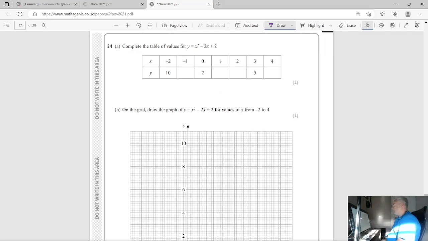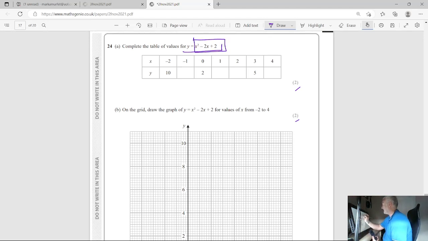Okay. Two-part question again, two marks for each part. With the table of values, it's really simple. When you type it into your calculator, you are typing in this part, and whenever there is an X, you put a set of brackets. So you're going to type into your calculator: bracket, bracket squared minus 2 bracket, bracket plus 2. That's all you're going to type in.